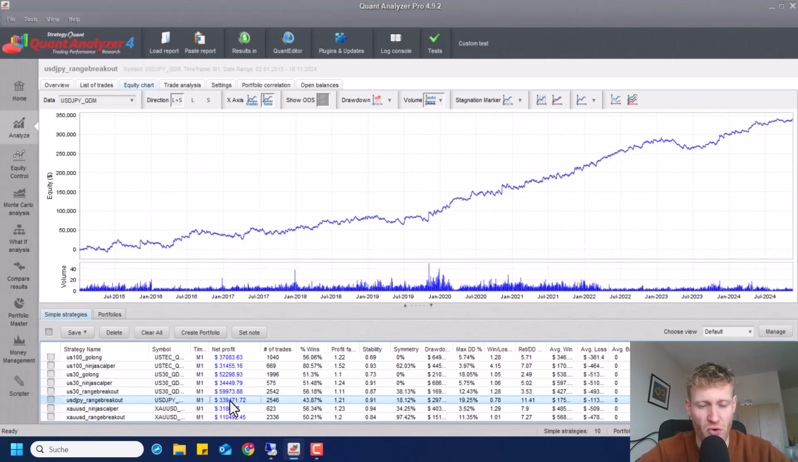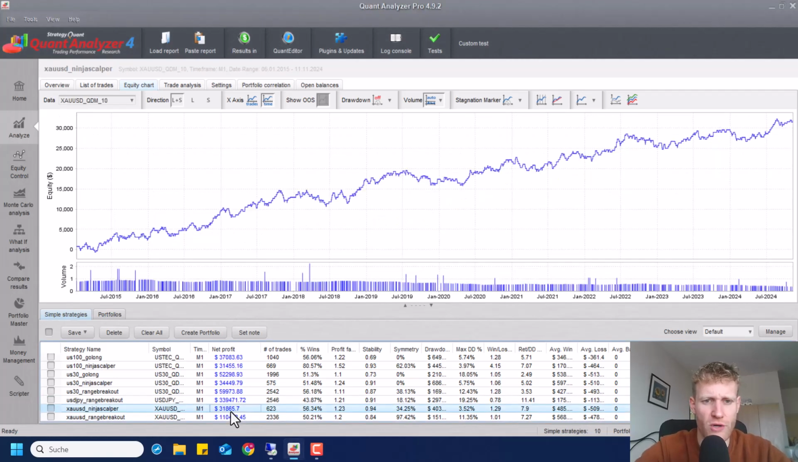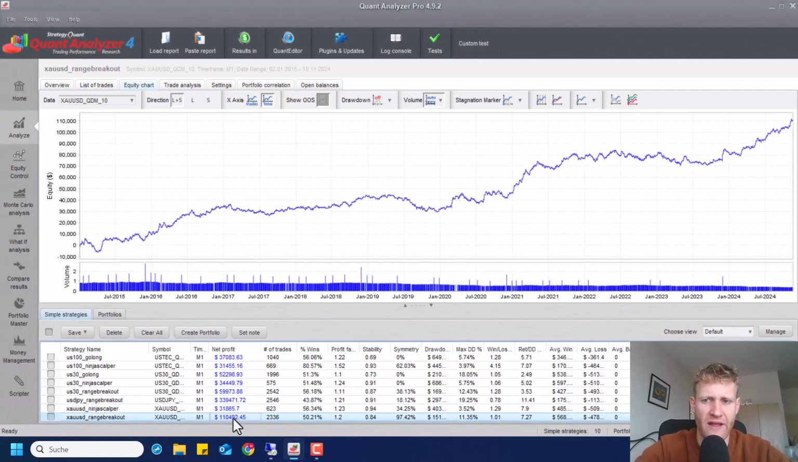And then, of course, the all-time winner, as always, is pretty much the range breakout in USD Japanese yen. I don't know why this is performing so good in the historical tests and actually also in live accounts so far, which is very, very good. So this is definitely something I have high hopes in. We also have gold traded with the linear scalper and the range breakout.